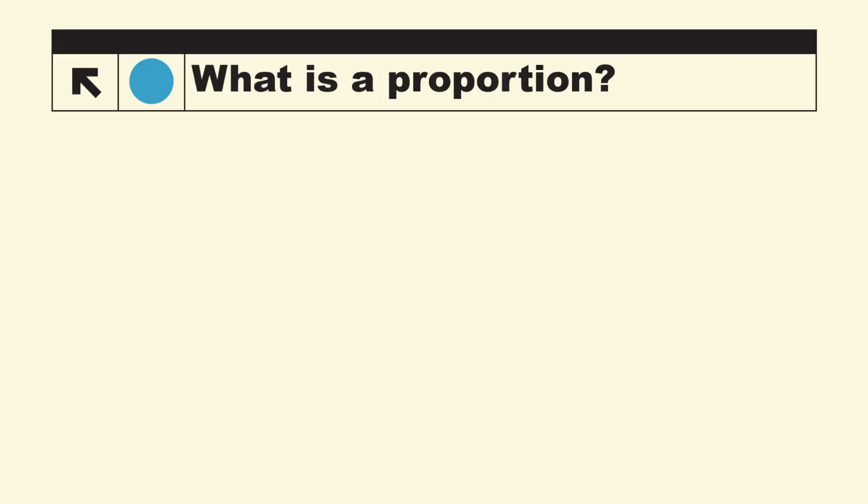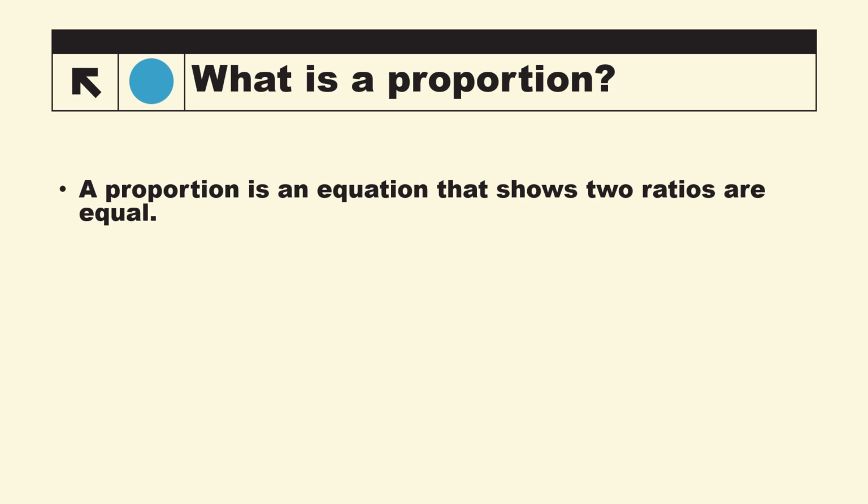All right, so our next topic is proportions. What is a proportion? Let's talk about what the definition of a proportion is. A proportion is an equation that shows that two ratios are equal. All right, so it's an equation, so it's going to have an equal sign, and we have two ratios.